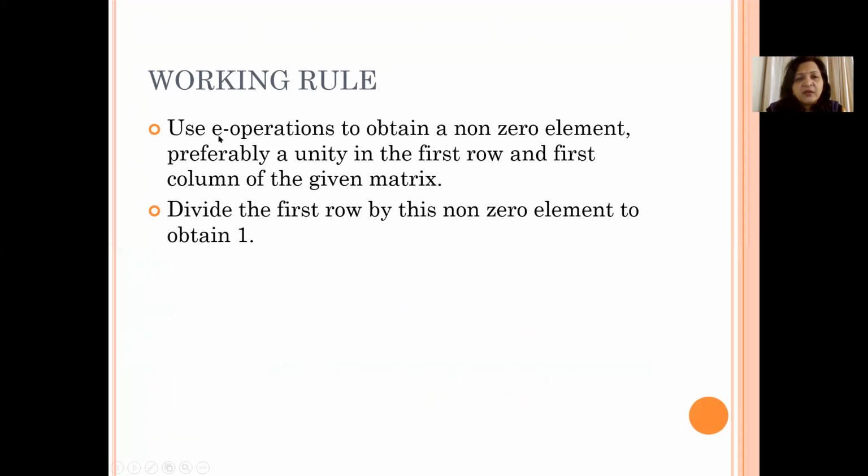Now here we use elementary operations to obtain a non-zero element, preferably a unit element, in the first row and first column of the given matrix. And if there is no unit element at first row and first column, then we divide the first row by this non-zero element to obtain 1.